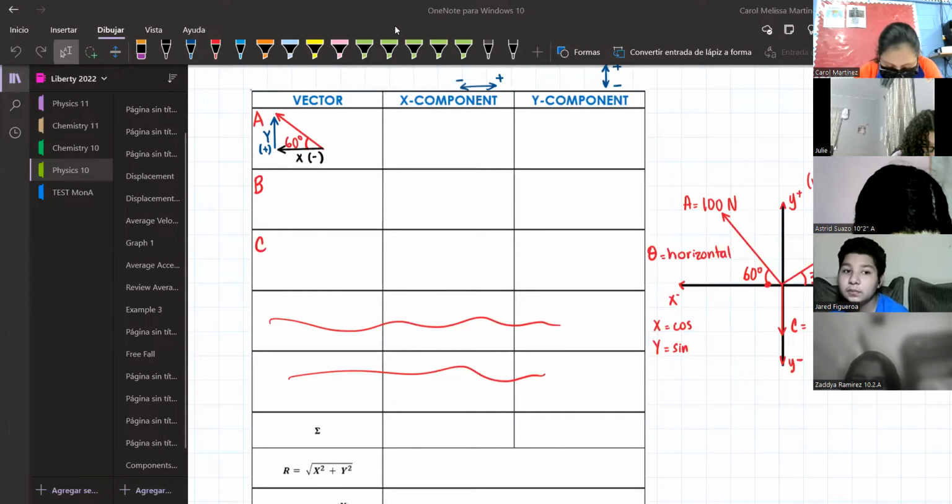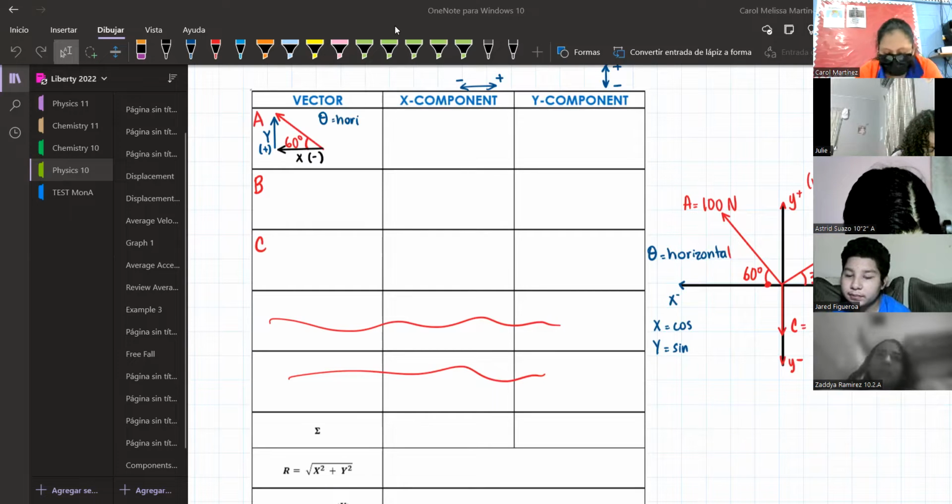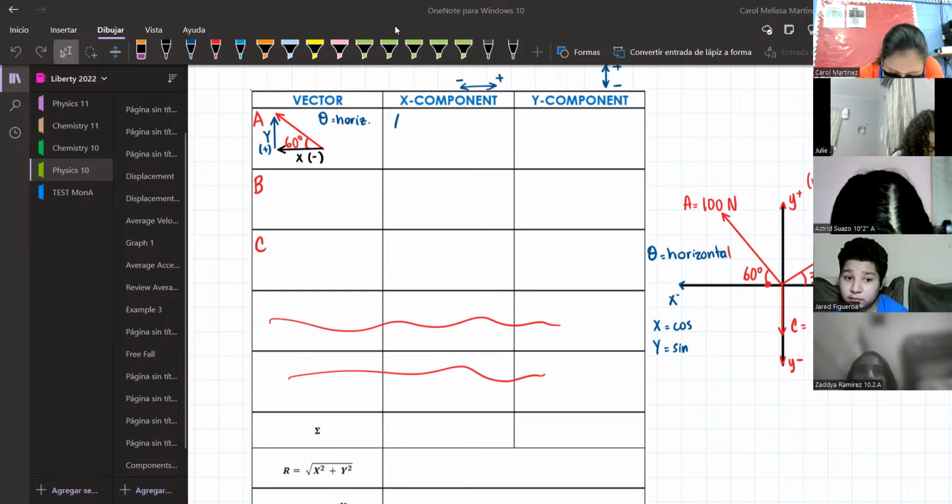You're going to get the X component and you're going to get the Y component. Just remember, because it is a horizontal angle, for X it is going to be cosine and for Y it is going to be sine. The angle is horizontal. So we're going to start getting the components now. AX and AY. AX is going to be A cosine of the angle because it's a horizontal angle, and AY is going to be A sine of the angle.